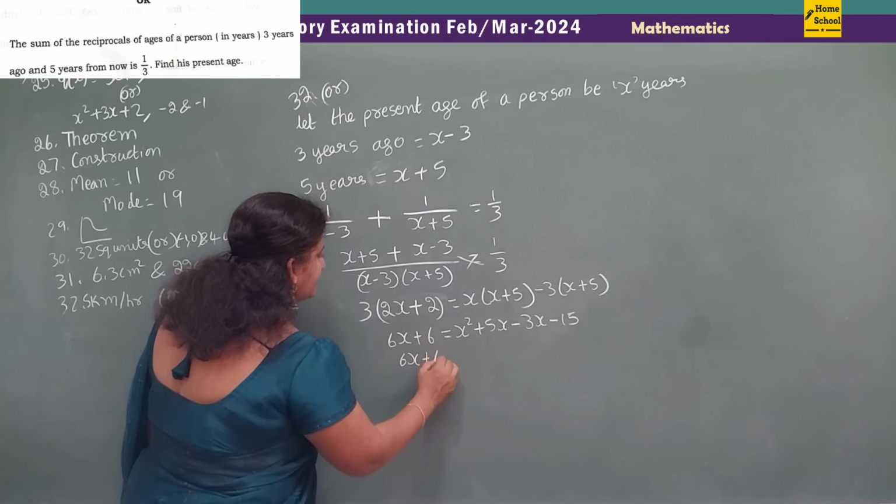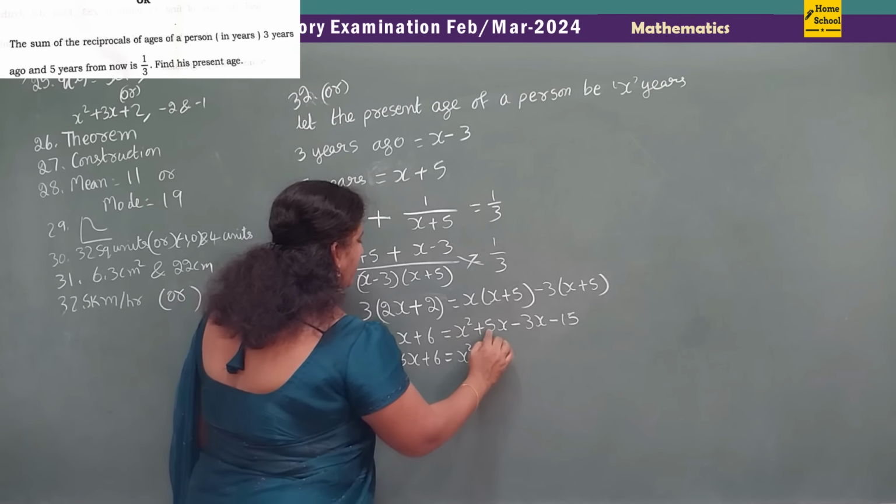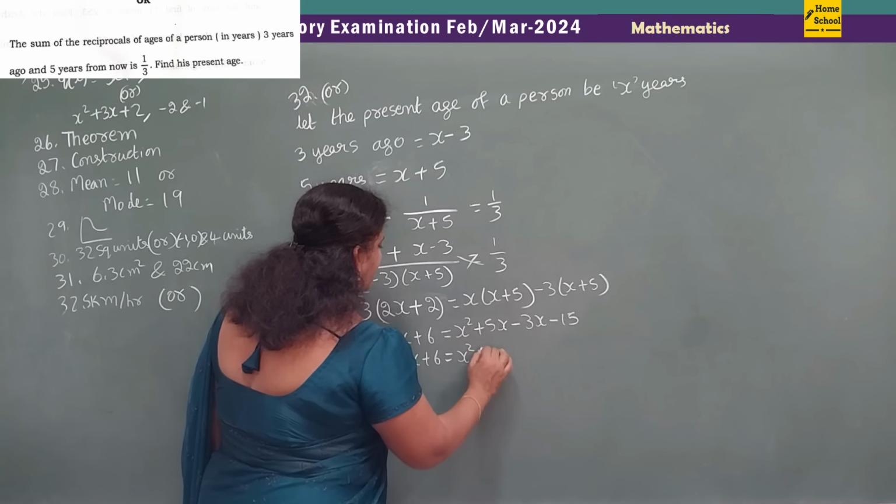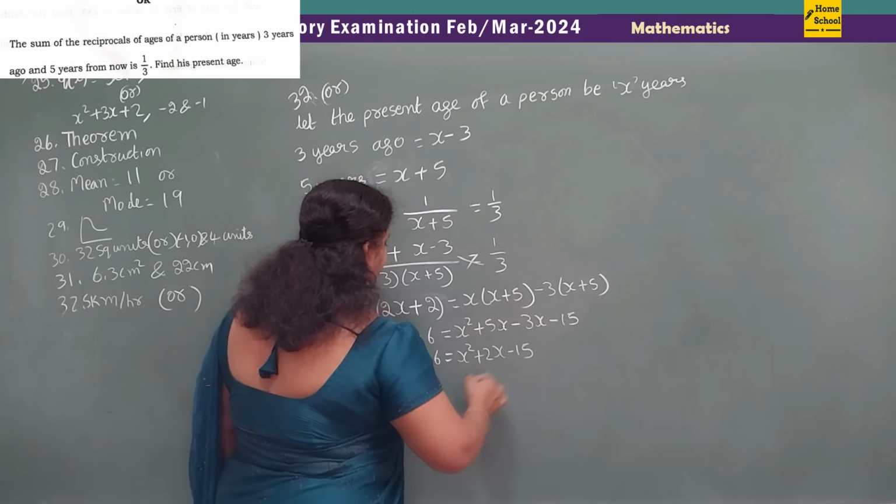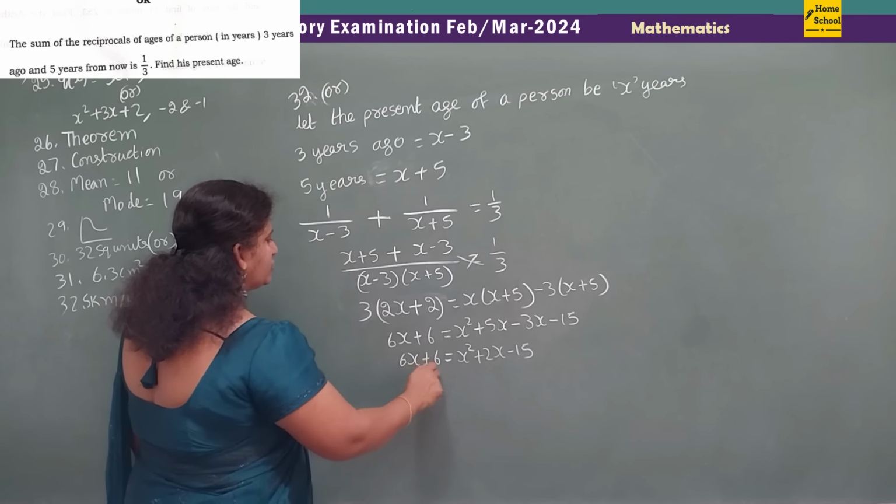6x plus 6 is equal to x square, 5x minus 3x will be plus 2x minus 15. And bring these two terms to the other side.